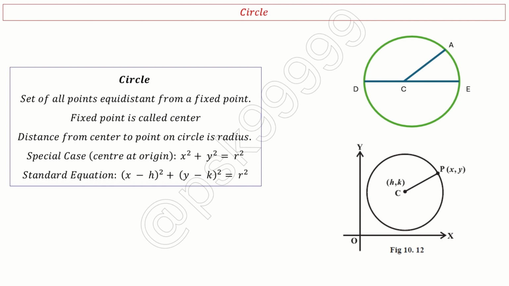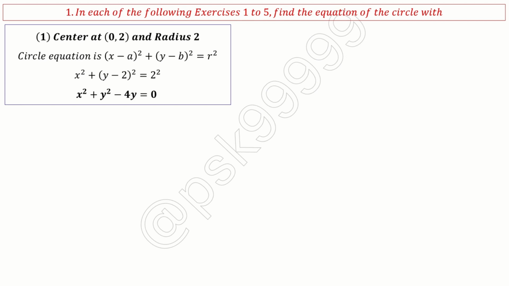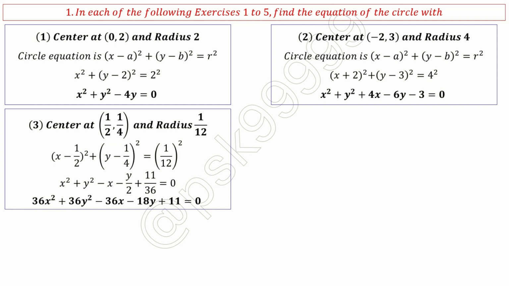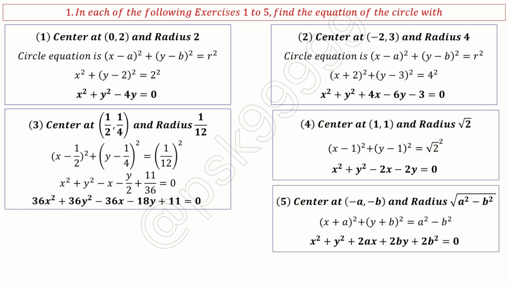Let's do the exercise on the circle now. Questions 1 to 5 are straightforward. They are given a center, which is h comma k, and a radius, which is r. So how do you define the circle equation? x minus a whole square plus y minus b whole square equal to r square. Here a comma b is the center. So it will become x minus 0 whole square plus y minus 2 whole square equal to 2 square, right? Which, if I simplify, is x square plus y square minus 4y equal to 0. This is the equation of the circle. Similarly the second and third, you can do all of these, all 5 are the same, so you can do them yourself. Next.